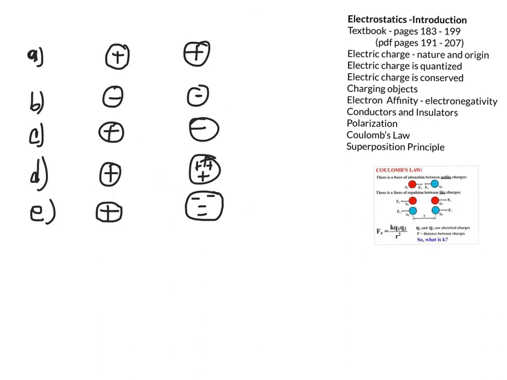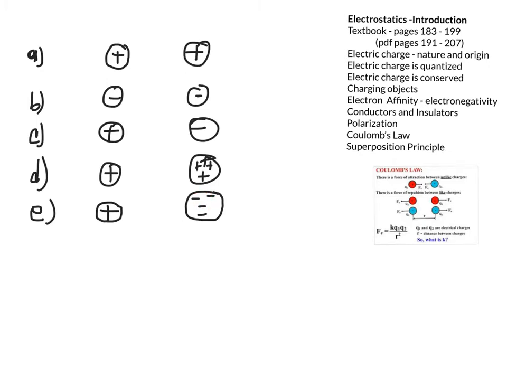Okay, 5 different situations, A through E. Consider each of these cases isolated from each other. They're not next to each other, they're far apart. These are all point charges, so they're small little spherical charges. And we have 2 equal positive charges next to each other. 2 equal negative charges next to each other. A positive and a negative, a positive and 4 positives, and a positive and 4 negatives.